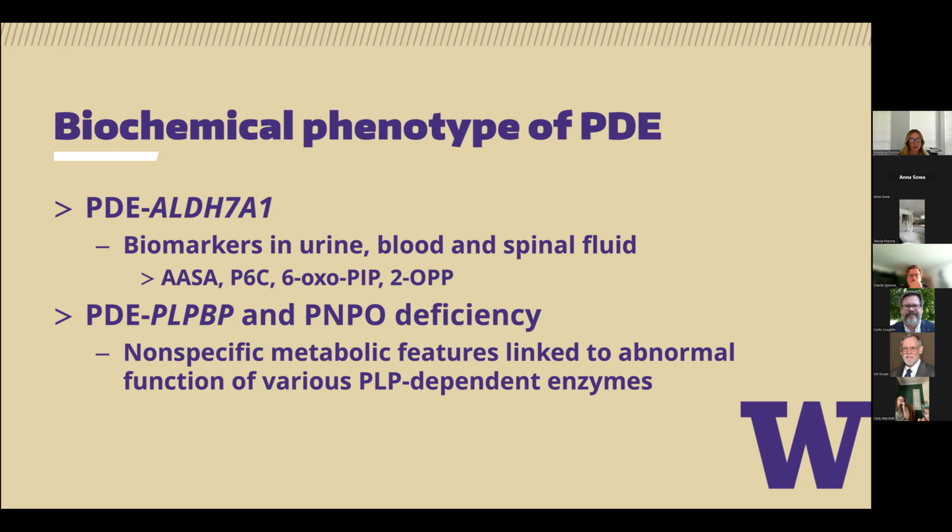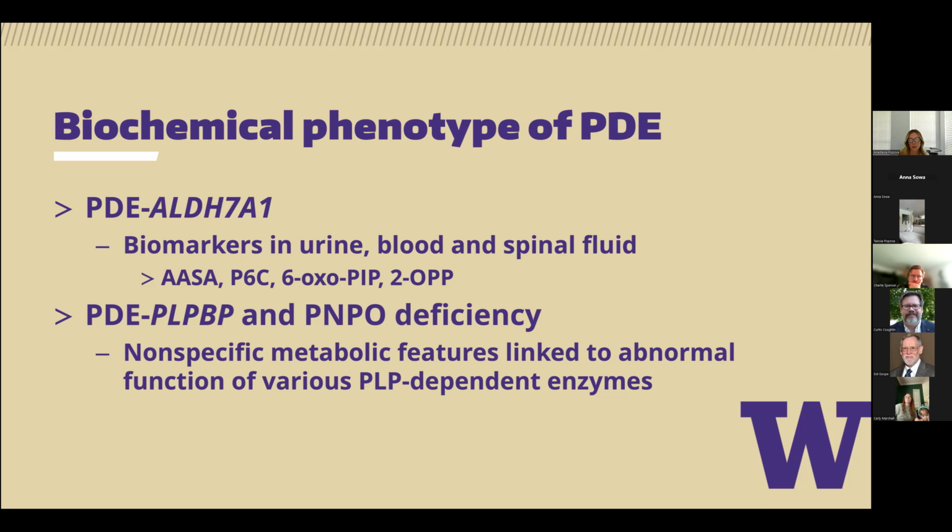These are substances that can be measured in a research laboratory, and some of them are actually now being assayed in commercial laboratories that a physician can send a specimen to for confirmation of this disorder. Now, this isn't the case for the other two forms of PDE, specifically PDE PLPBP and PNPO deficiency. There are metabolic features in these patients, and you can see changes in a variety of chemicals that traditionally can be measured in reference laboratories: certain amino acids, certain organic acids, neurotransmitter profiles, vitamin B6 profiles, etc. But these are not really specific.